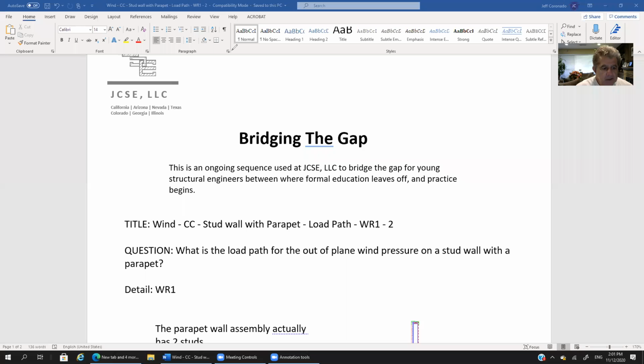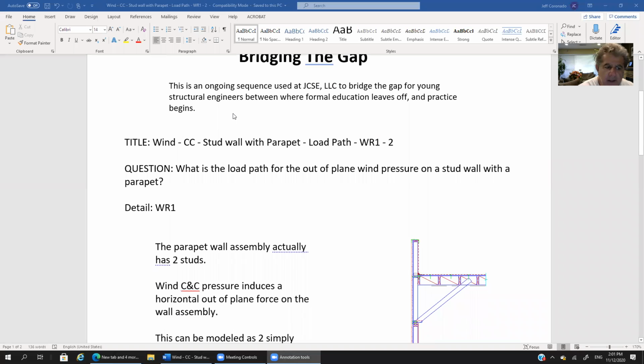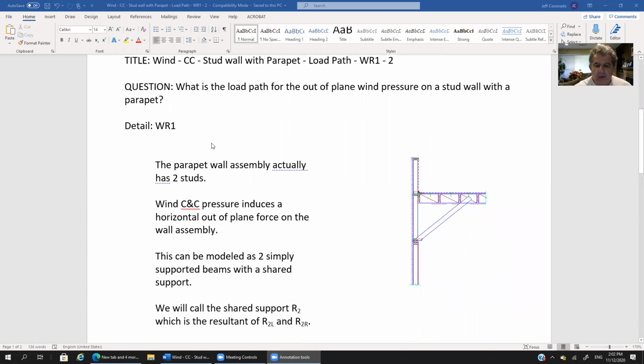All righty. So the question that had come in, and I'm kind of paraphrasing here: What is the load path for the out-of-plane wind pressure on a stud wall with a parapet? All right, so let's jump into our detail.